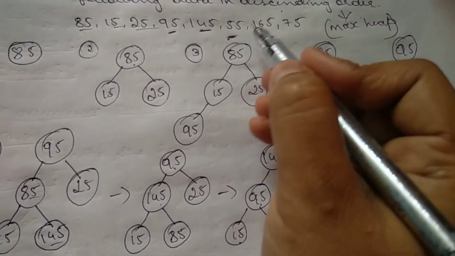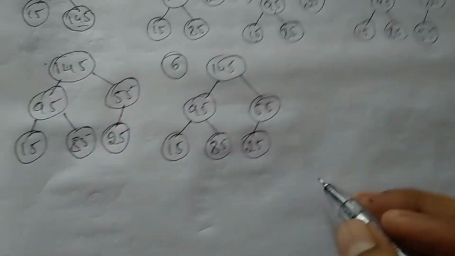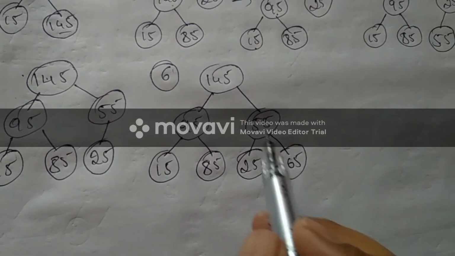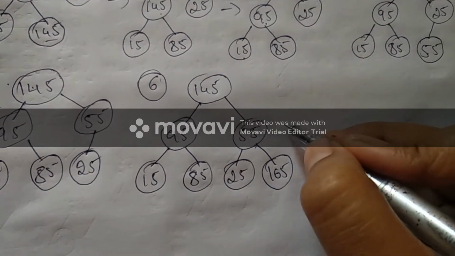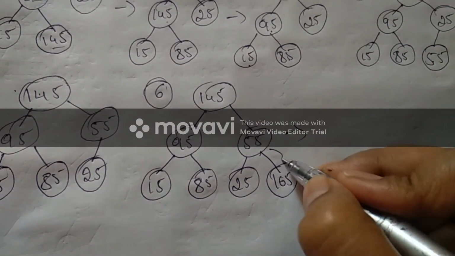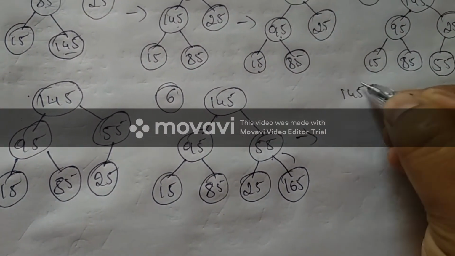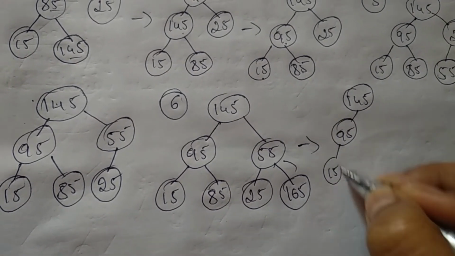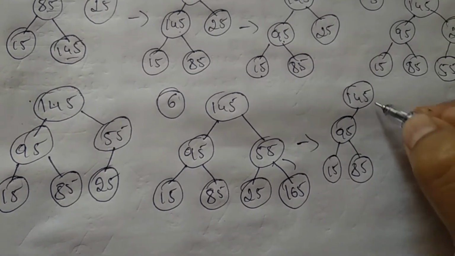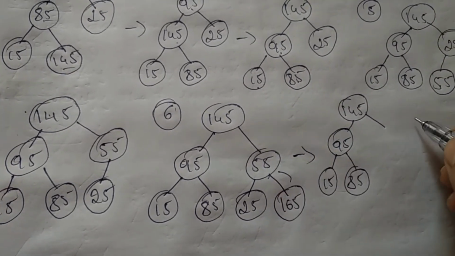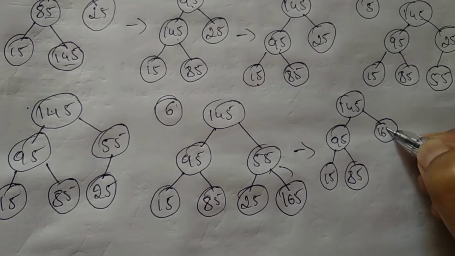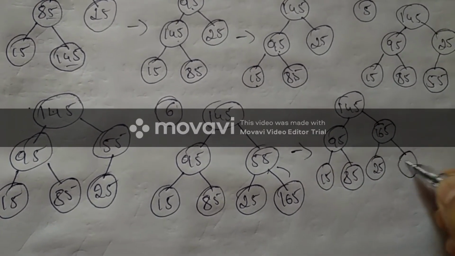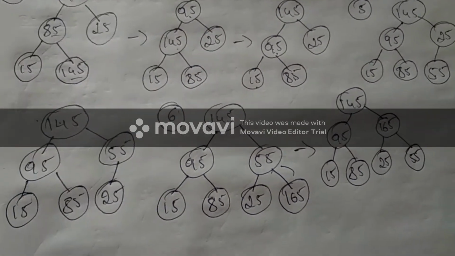Which is the next element? It is 165. So towards the left, I'll take 165. See again, parental dominance. I have to just exchange these two. 145, 95, 15, 85 remains as it is. In place of 55, 165 will come. Then 25 remains as it is. In place of 165, 55 will come.